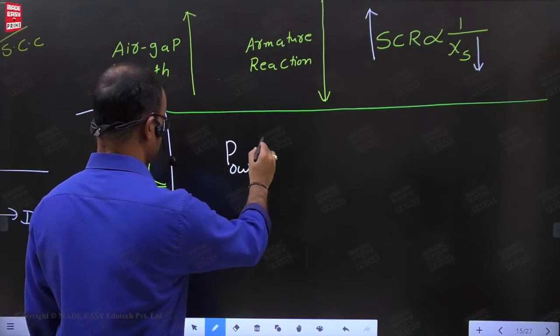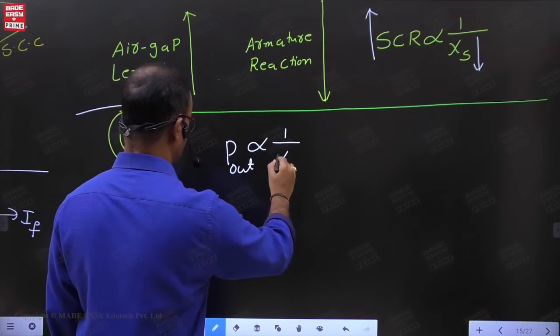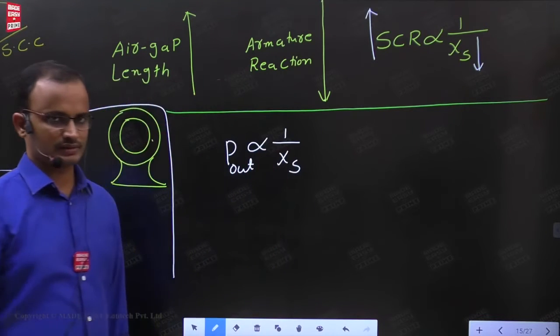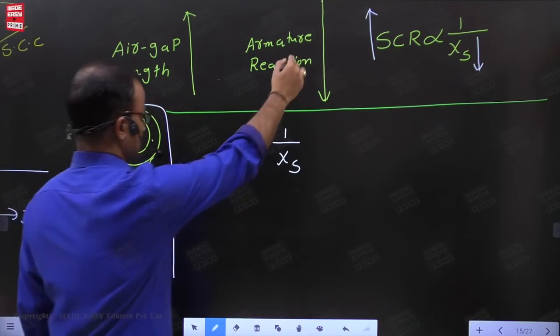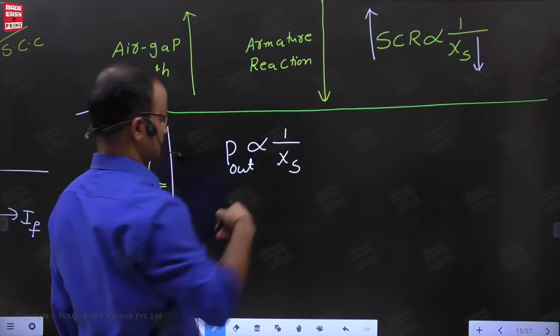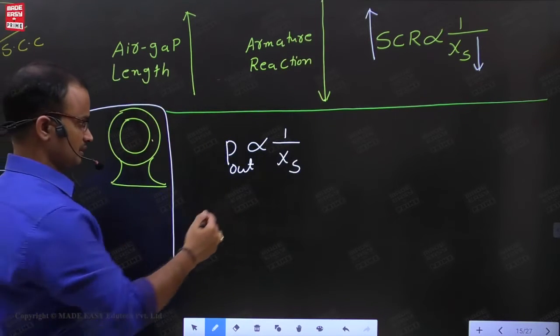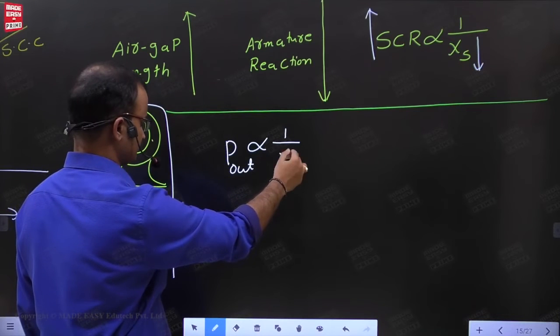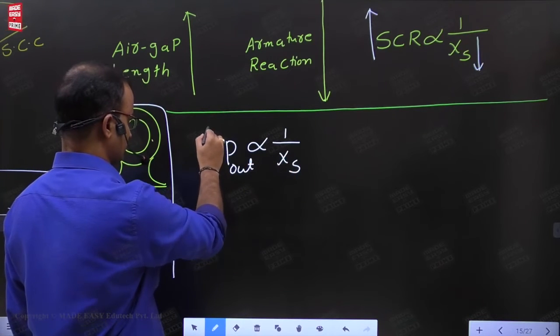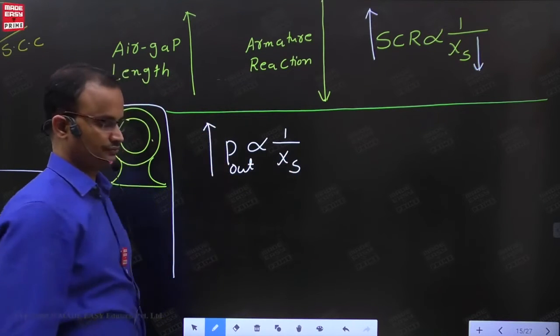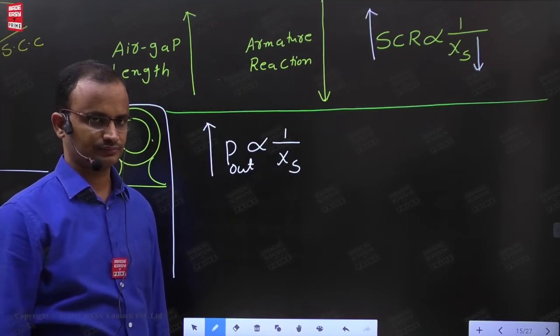In a synchronous machine, P output is directly proportional to 1 by XS. In this example, armature reaction is decreasing. Armature reaction decreases, XS value decreases. If XS value decreases, the P output increases. P output increases.